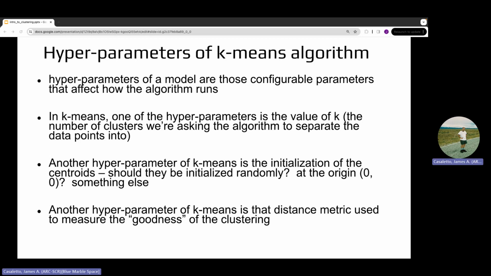Yet another hyperparameter of k-means is the distance metric. We mentioned Euclidean distance, and that is used to measure how good the clusters are for the underlying data. And we use Euclidean distance to measure the average intra-cluster distances, which measure how similar points in a cluster are to each other. Another metric is the sum of inter-cluster distances, which measures how dissimilar points in different clusters are from each other.